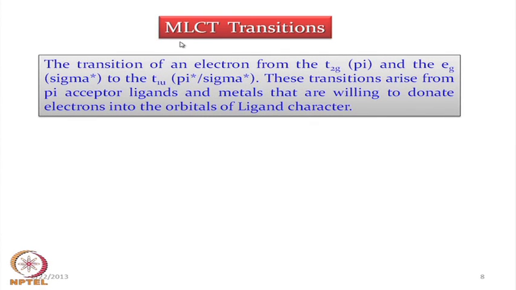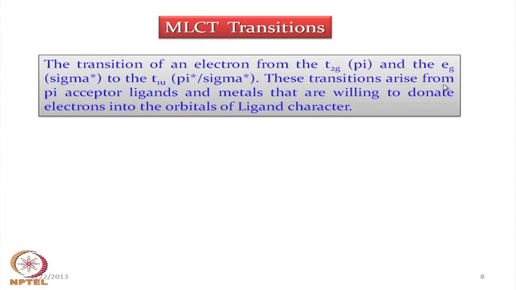Then we can have the corresponding charge transfer transitions, like what we have seen in the case of ligand to metal. Now we have transitions originating from the metal: the transition of an electron from the T2g pi and the Eg sigma level to the T1u level, which is pi star and sigma star. These transitions are basically due to the availability of orbitals from the ligand side, which are all of antibonding type.